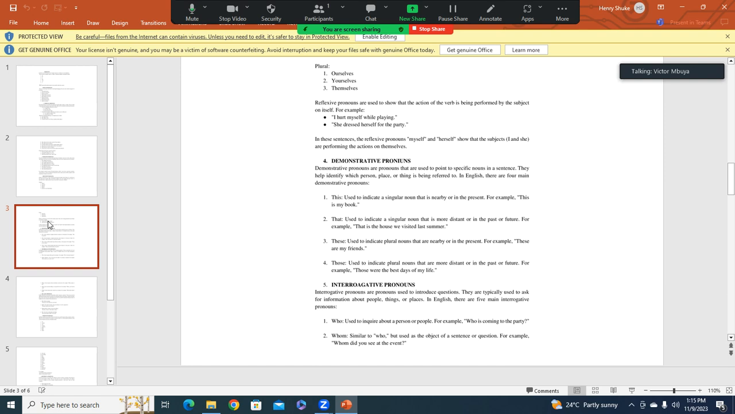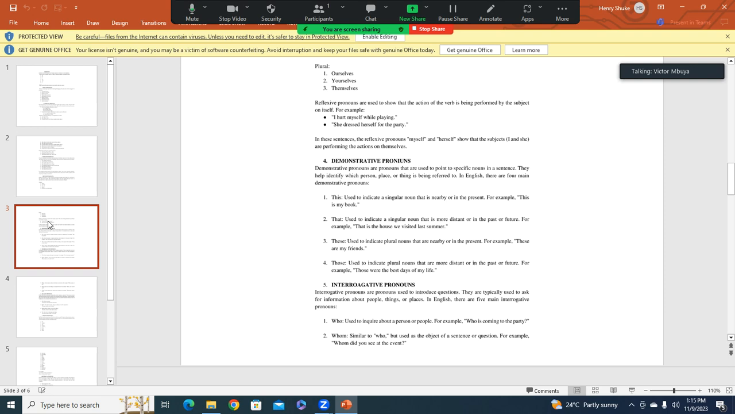Then number 5, we have the interrogative pronouns. What are interrogative pronouns? So interrogative pronouns are pronouns used to introduce questions. They are typically used to ask for information about people, things, or places. In English, there are 5 main interrogative pronouns.